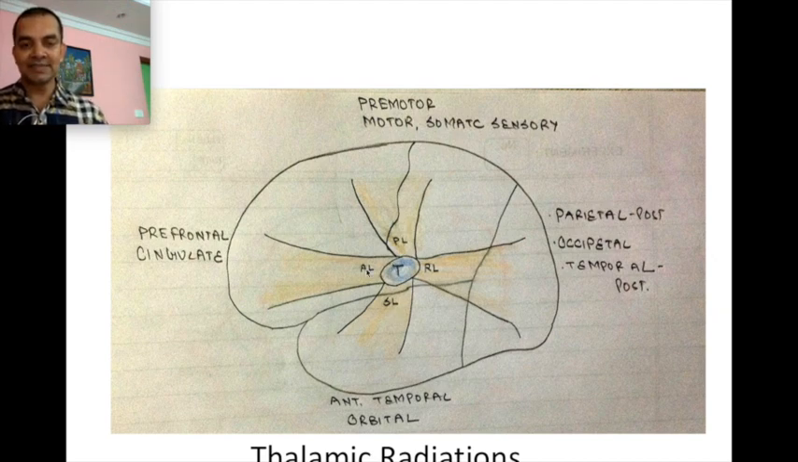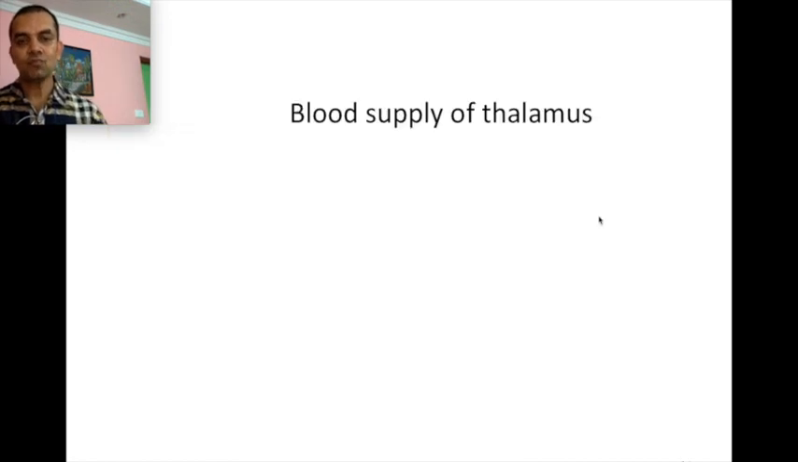Here, this is the anterior limb of internal capsule, this is the posterior limb of internal capsule, and these two are the retrolentiform part and sublentiform part of internal capsule. And the destinations are mentioned here for each of the radiations.